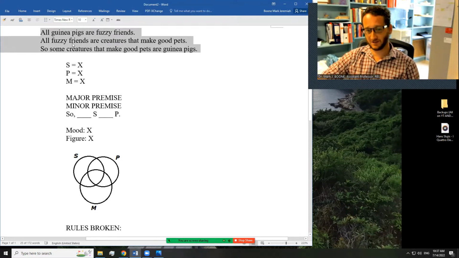All right, so let's look at the argument. All guinea pigs are fuzzy friends. All fuzzy friends are creatures that make good pets. So some creatures that make good pets are guinea pigs.